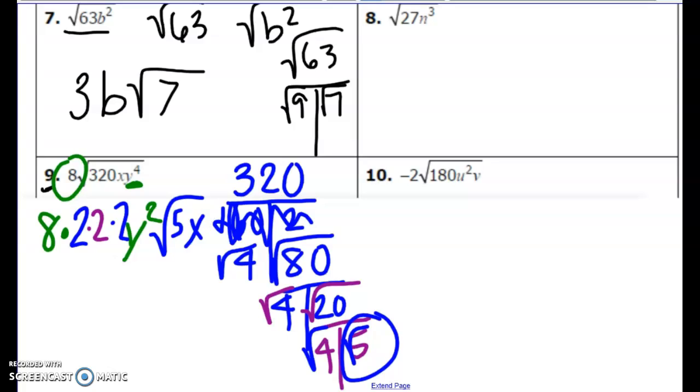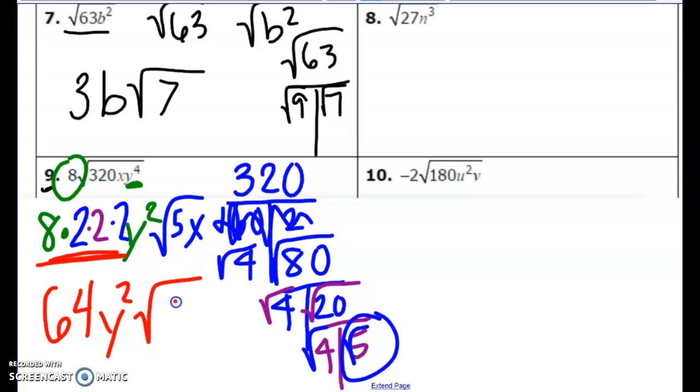So now I have to come back and say all of these things. I have to multiply them up. So 8 times 2, 16, 32, 64. 64y squared times square root of 5x. Now, just in case, 320 is a really big number. You see how I just kept pulling it down here? You can do that. Or you could also do this.